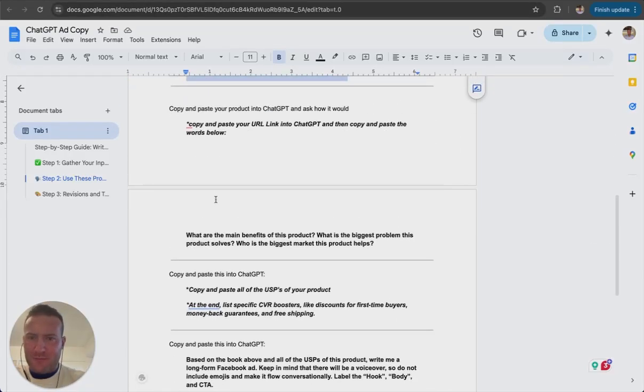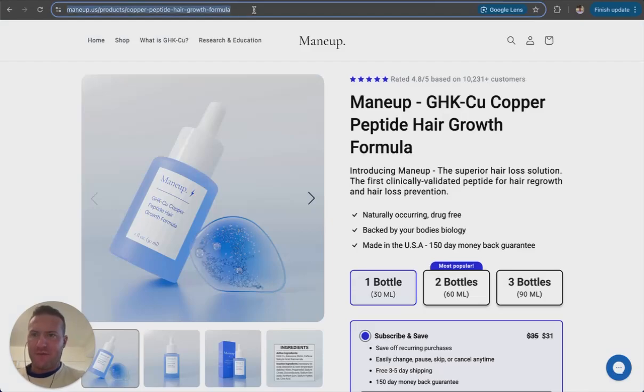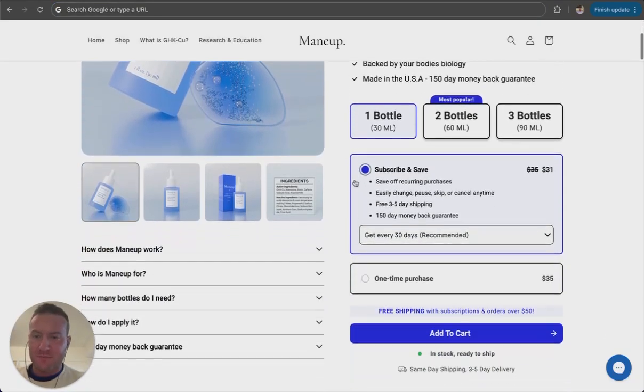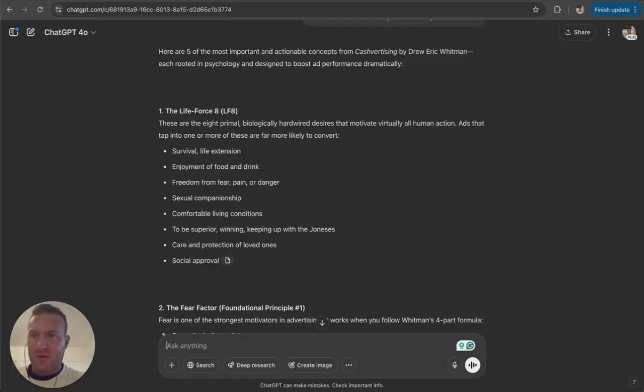Next up, you're going to copy and paste the URL of your product, and then you're going to ask it what the main benefits are, what's the biggest problem that this product solves, and who is the biggest market that this product helps? So for this example, we're going to be using MainUp. Now, I've never bought from them, I've never used their product before, but I saw an ad for them, and I do use GHK-Cu on my hair. I buy it from Amazon. So this is the product.